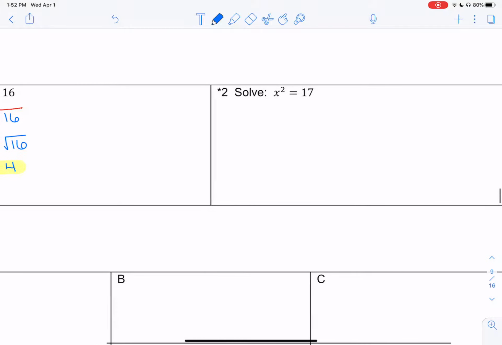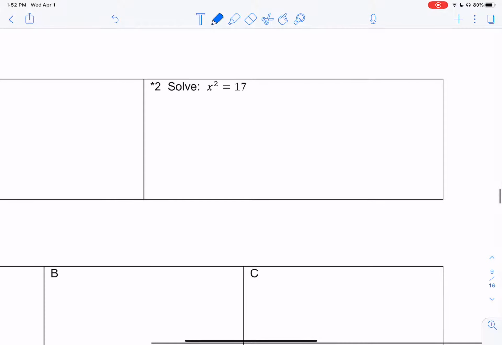Coming over to question 2. Solving x squared equals 17. I'm going to go ahead and square root both sides. When I do, it introduces the plus minus in front of that square root 17. And by the way, square root 17 cannot break down. So this is my final answer for question 2.